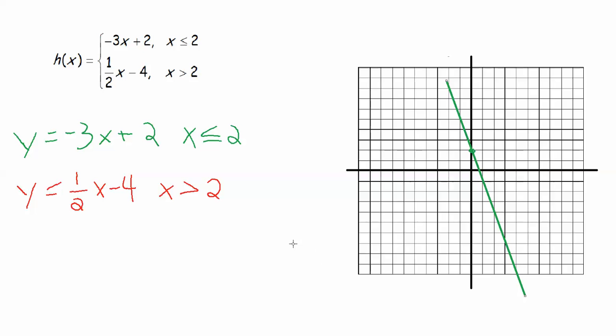Okay, and check out where my domain is. So it says that we want to keep everything when x is less than or equal to 2. So if you come over here on our graph, you want to find a point on the line that we just graphed where x equals 2. So this would be x equals 1 right here, and then down here this would be x equals 2. So I'm going to erase everything after that point.